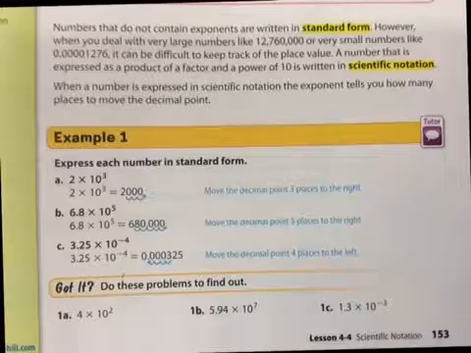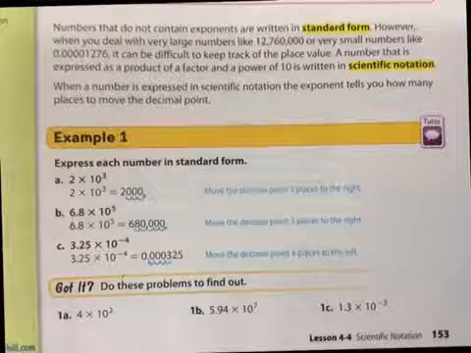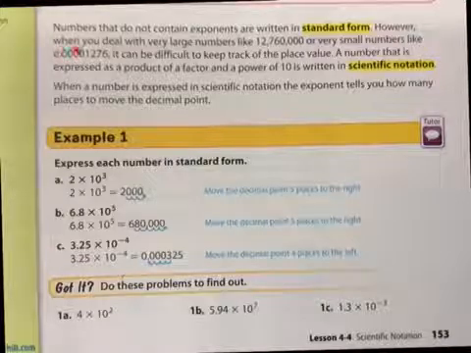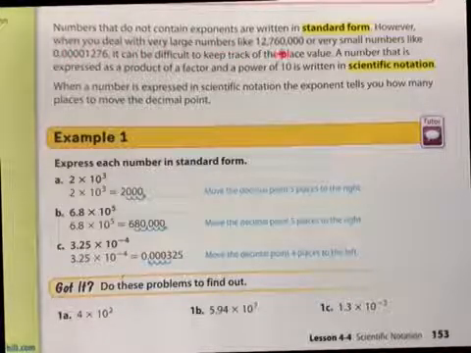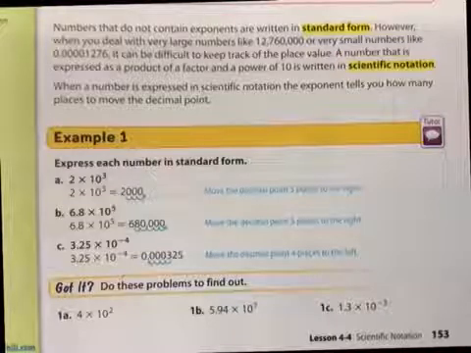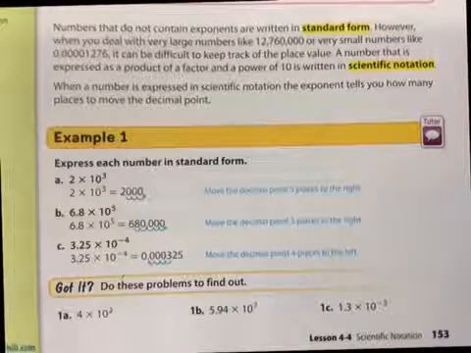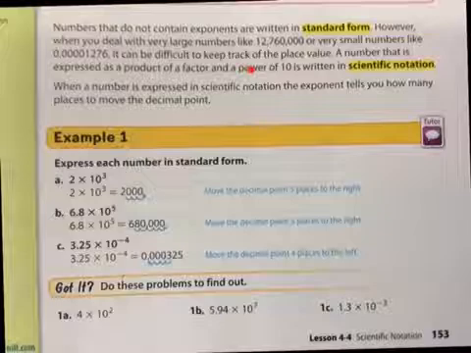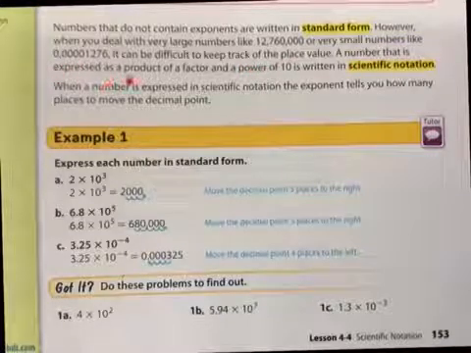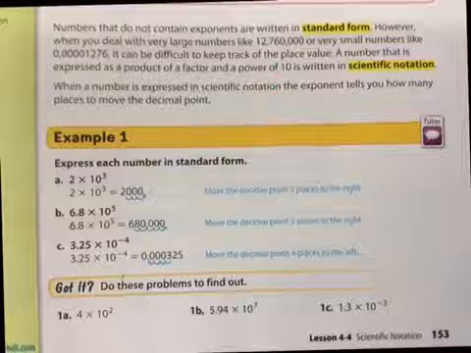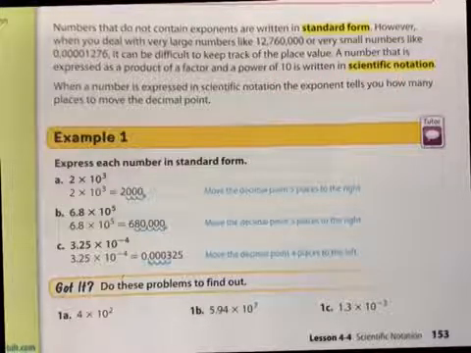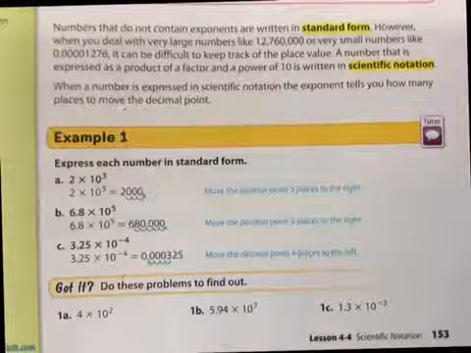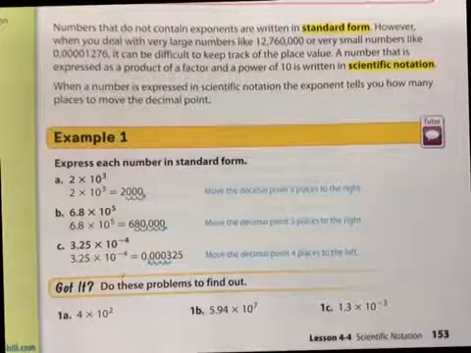It's very important. So here's what I was saying about scientific and standard numbers. Numbers that do not contain exponents are written in standard form, regular rational numbers, right? However, when you deal with very large numbers like 12,760,000 or very small numbers like 0.000001276, it can be difficult to keep track of the place value. A number that is expressed as a product of a factor and a power of 10 is written in scientific notation. When a number is expressed in scientific notation, the exponent tells you how many places to move the decimal point.